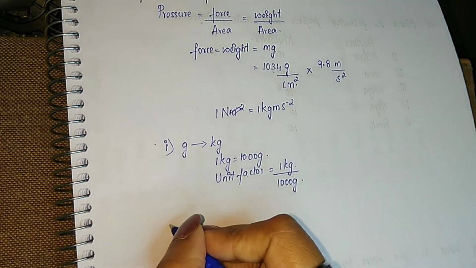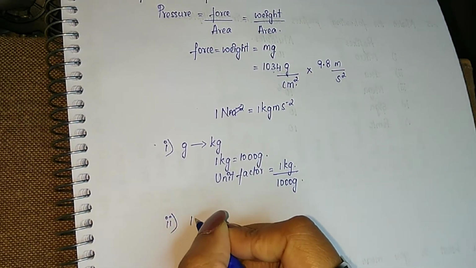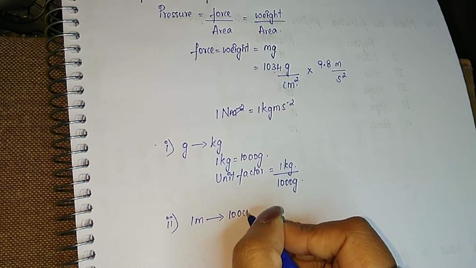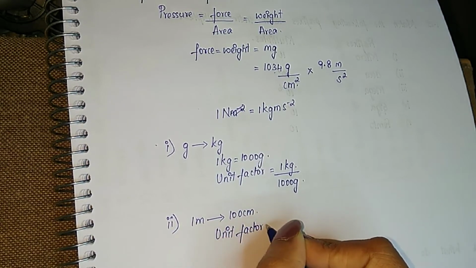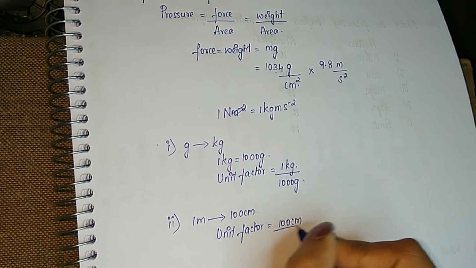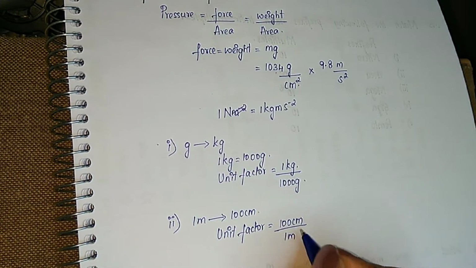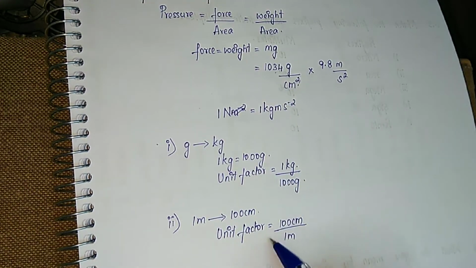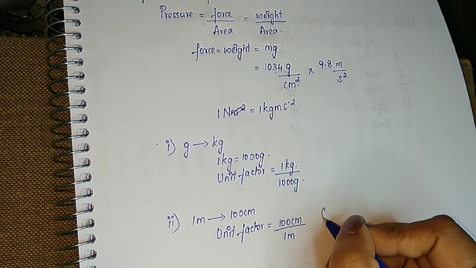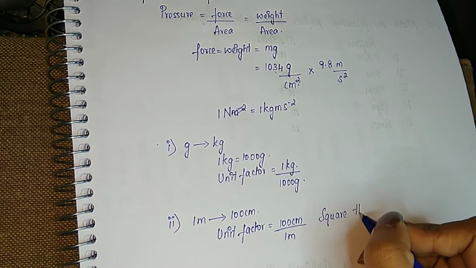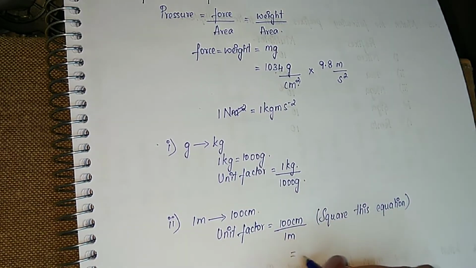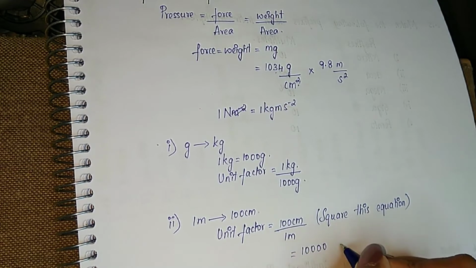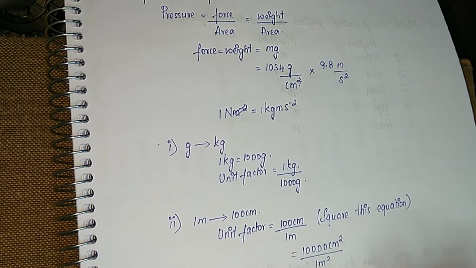Now the next one is to convert 1 meter to 100 centimeter. When we write this as the unit factor, you will get 100 centimeter by 1 meter. Now, because in the value here you have centimeter square, we need to square the entire thing. So you have to square this equation. You will get 10,000 centimeter square divided by 1 meter square.